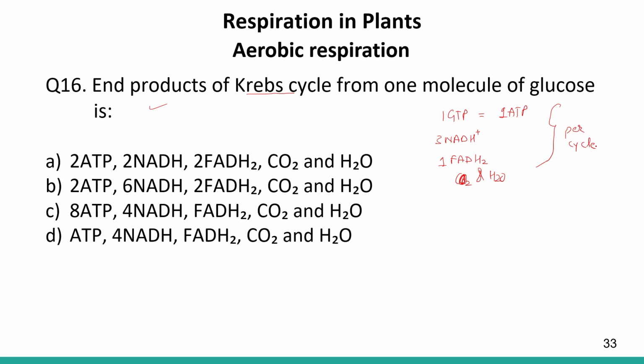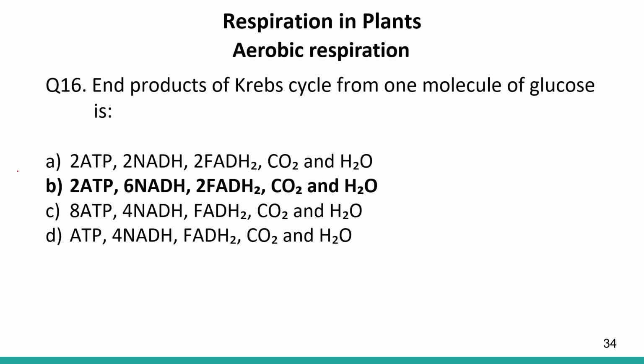Now we have 2 molecules of pyruvate, so Krebs cycle will undergo 2 times. So 2 GTP are produced, which correspond to 2 ATP. 3 NADH per cycle means 6 NADH are produced in 2 cycles. And 2 FADH2 are produced, along with carbon dioxide and water. So the correct answer is option B: 2 ATP, 6 NADH, 2 FADH2, CO2 and water.